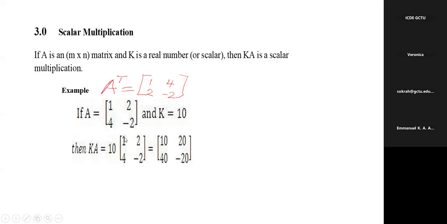And so 10 times 1 gives you 10. 10 times 2 gives you 20. 10 times 4 gives you 40. And 10 times negative 2 gives us negative 20. So that is what it means by what? Scalar multiplication of matrix. Have I made myself clear? Is there any question to ask for any explanation? I don't see any hand up. Okay, so that's fine.